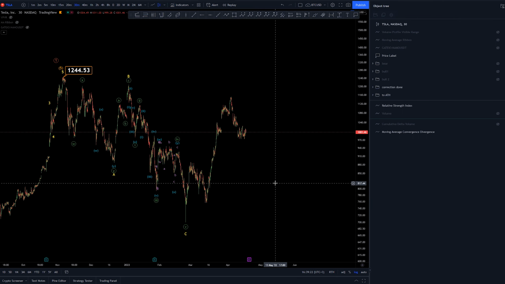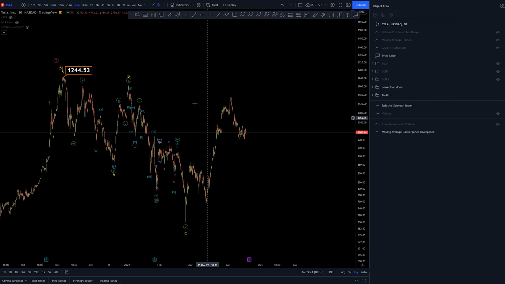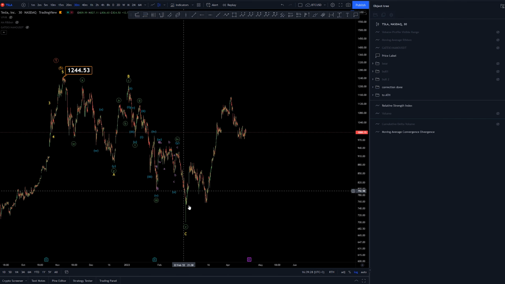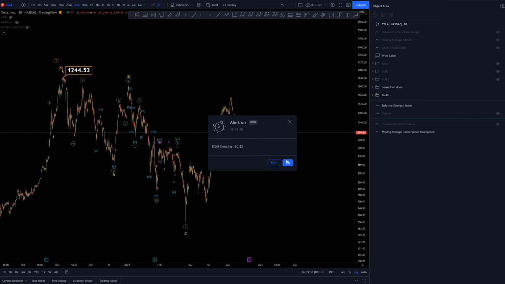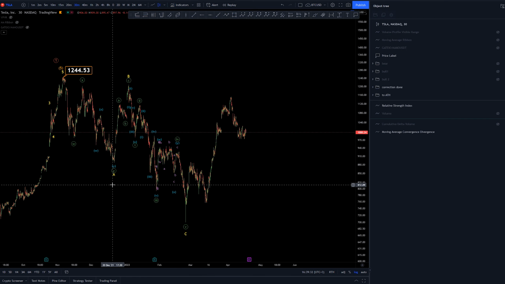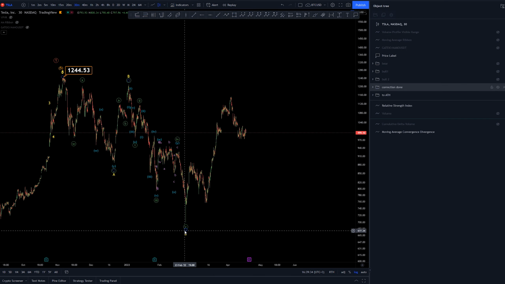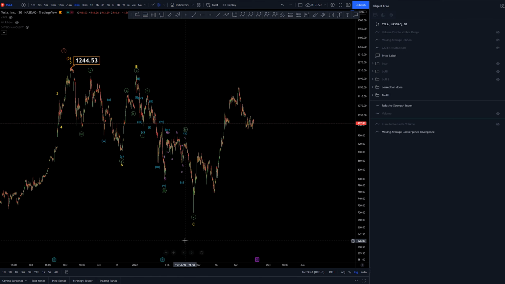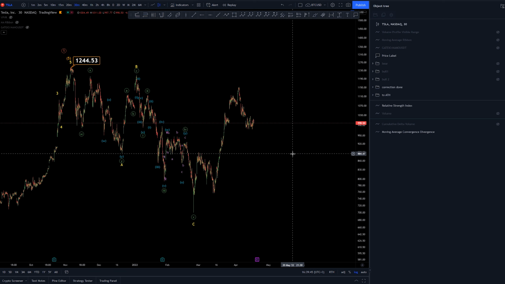So this is something that I still like and is probably the favorite amongst the other counts that are possible. Now this is saying again that we have A, B and C coming down to the lows of February 23rd, and at this point we have created this again ABC pattern. That could be a possibility that something has ended here.